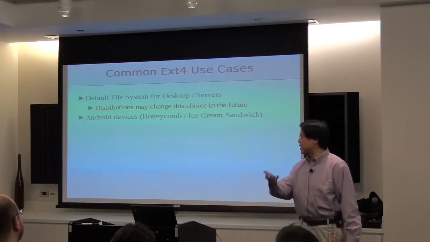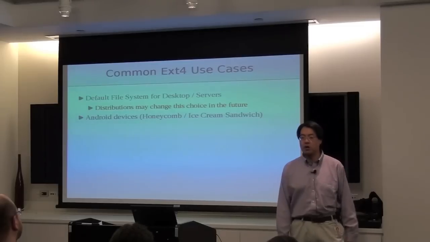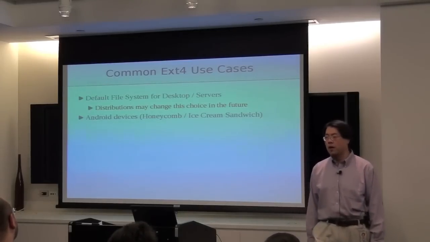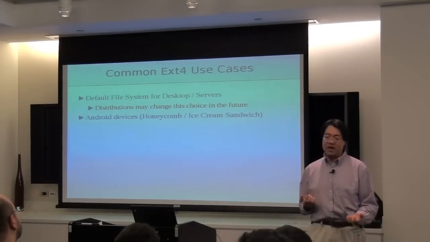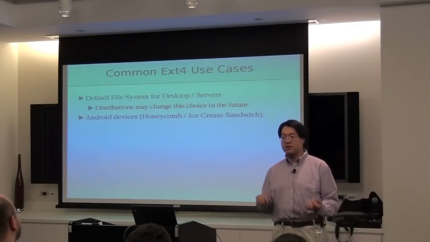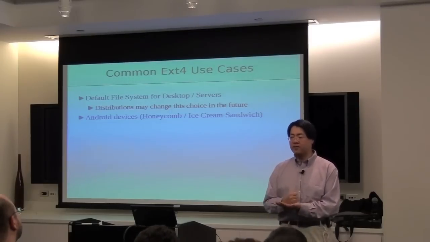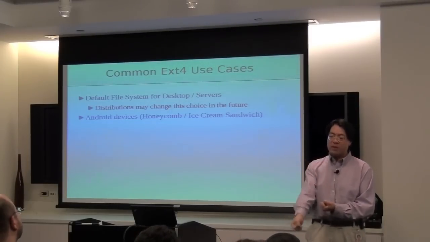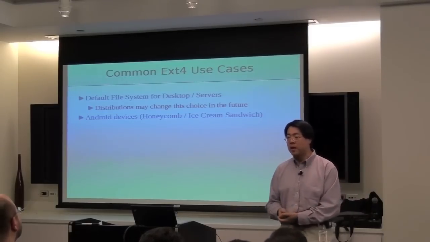As people mentioned in the intro, Android devices, starting with Honeycomb, started using ext4. Basically, they needed something that was more performant than the FAT file system. And since with these newer Android devices they weren't exposing the block device via the USB port, you might as well use a better file system.